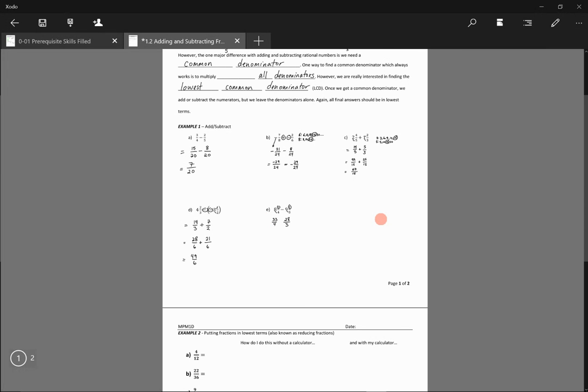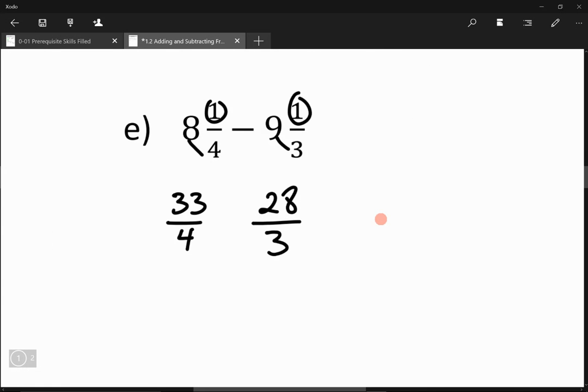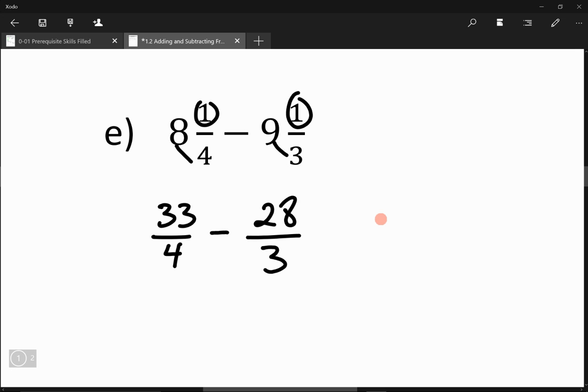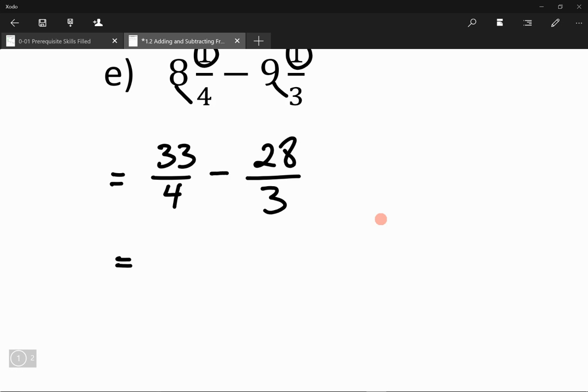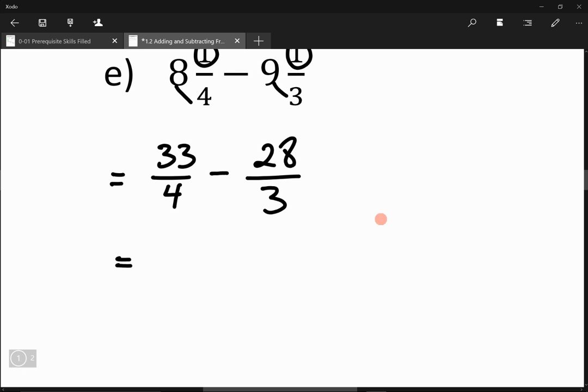I have a minus sign in between. Whoops. Minus, okay. And now I have two improper fractions. I have a different denominator for each, so I have to find the common denominator. We're going to use 12 as our common denominator. So 12 and 12. You can multiply 4 times 3 to get that common denominator.